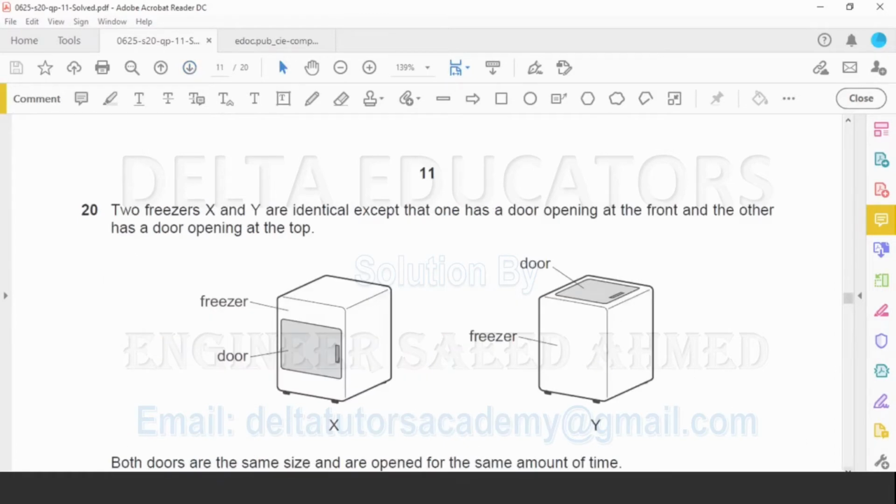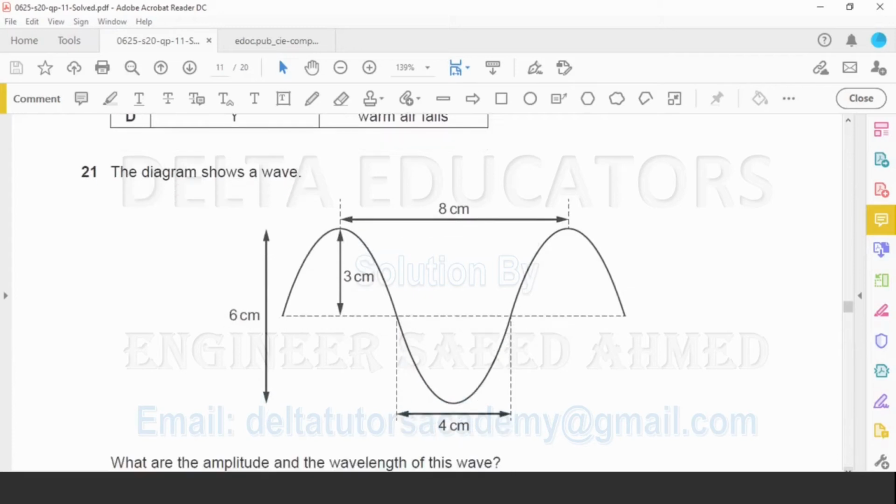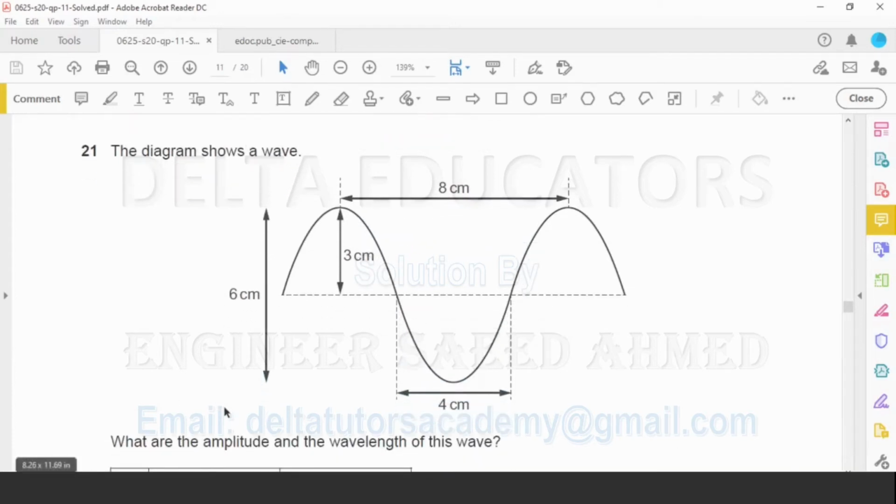Now question number 21. The diagram shows a wave. What are the amplitude and the wavelength of this wave? Amplitude is the vertical distance from the mean position to the peak position. So here amplitude is 3 centimeter. What about the wavelength? Wavelength is the distance covered by one complete crest and one complete trough.